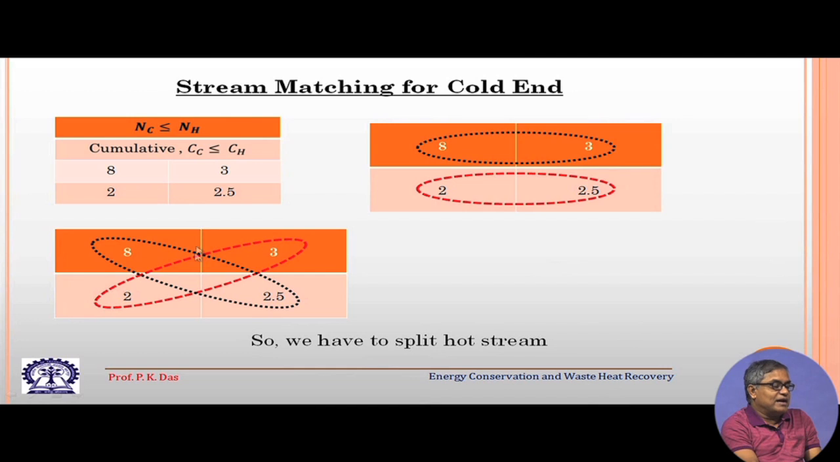You see, this side is the hot side, this side is the cold side. So, this match is not acceptable. This match is acceptable, since 8 is higher than 2.5. So, this match is acceptable, but this match is not acceptable. So, without stream splitting we cannot have any answer in this case.